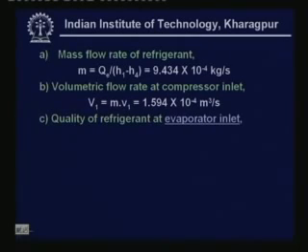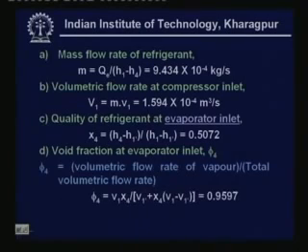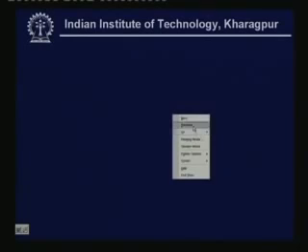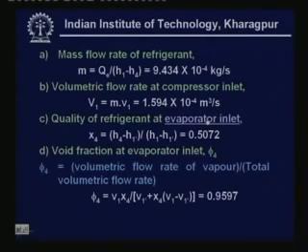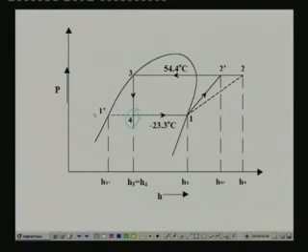So, what do we mean by quality? We have already defined the quality. Okay. So, quality at evaporator inlet is at this point. Quality at this point is defined as mass of vapor divided by total mass, that is mass of vapor plus mass of liquid. Okay.